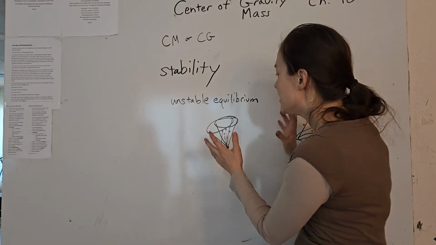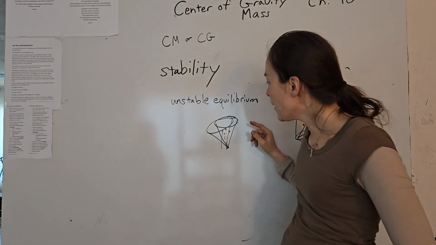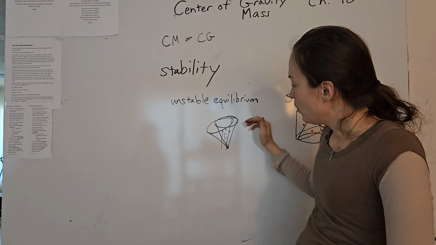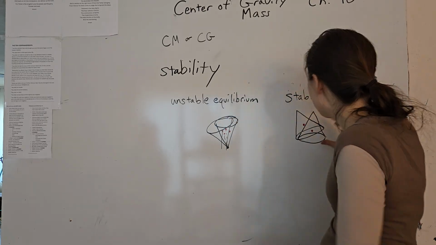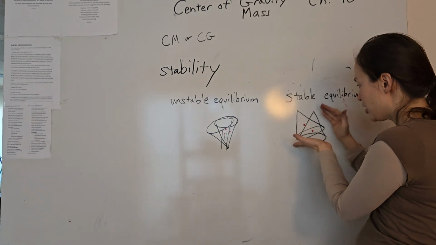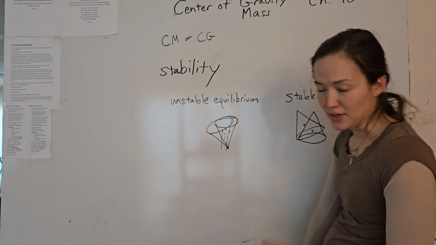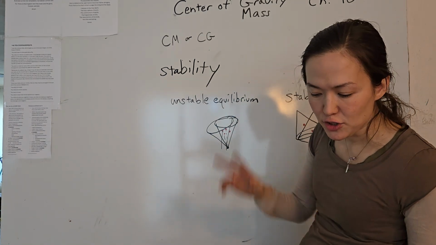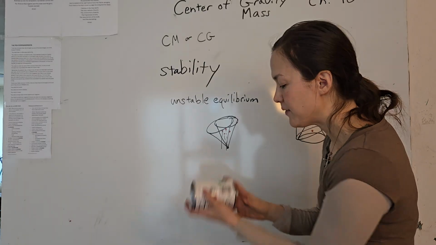So the definition for unstable equilibrium is when touching it will make its center of mass go down. The definition for stable equilibrium is when pushing or touching it will have to make the center of mass go up first before it can go down. And the definition for neutral equilibrium is, okay, say we've got the can on its side.